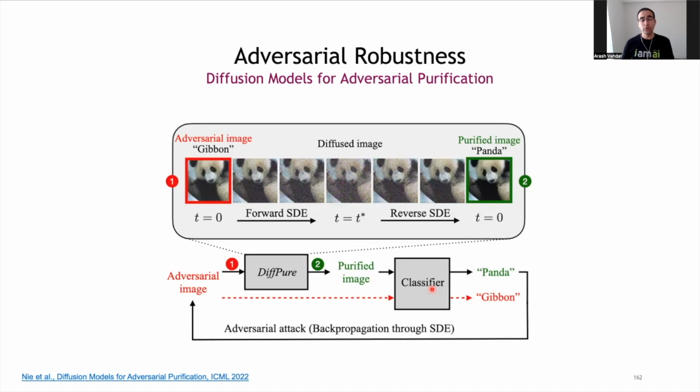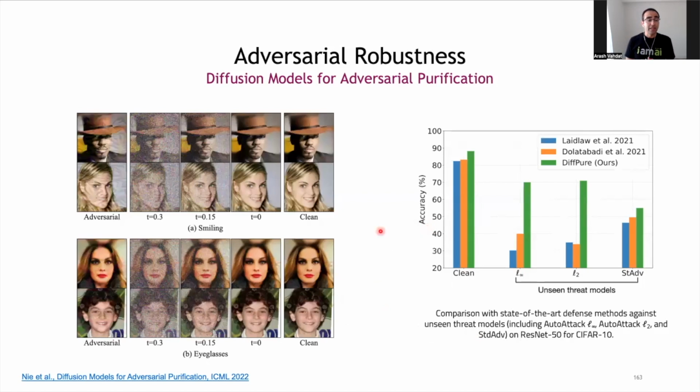So in this paper, we also show how we can attack this model by backpropagating end-to-end through the classifier, as well as our purification algorithm. This involves basically backpropagating through this reverse SDE. So we showed in this paper how we can do this and how we can attack this mechanism end-to-end.